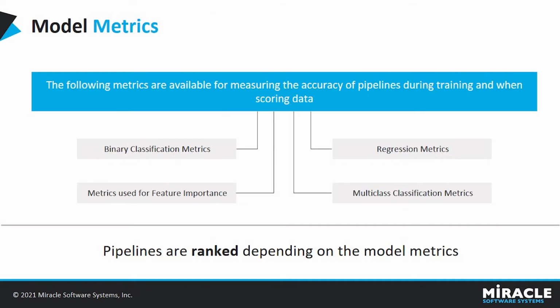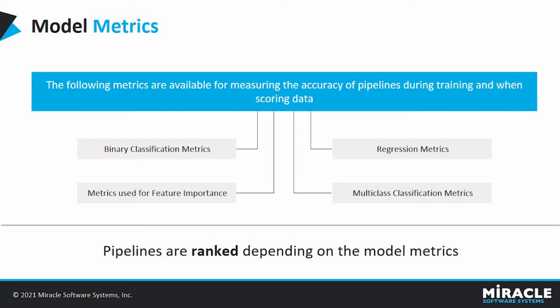Model metrics. Model metrics are often used to measure the quality of the machine learning model. AutoAI has provided us metrics that are available for measuring the accuracy of the pipelines during training and when scoring data. The valuable metrics in AutoAI are binary classification metrics, multi-classification metrics, regression metrics, and metrics that are used for feature importance. Metrics used by AutoAI for each model type are clearly mentioned in the given documentation.